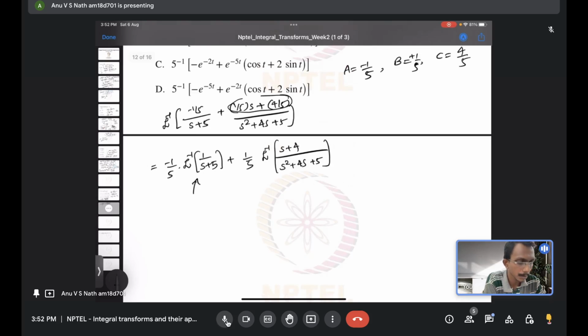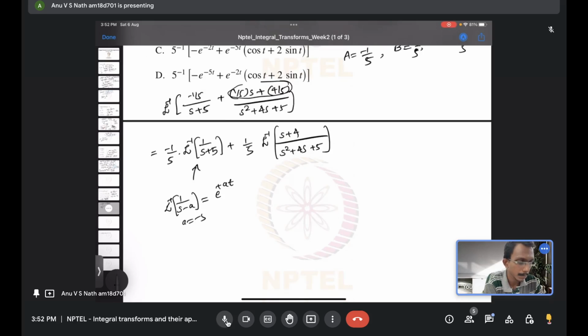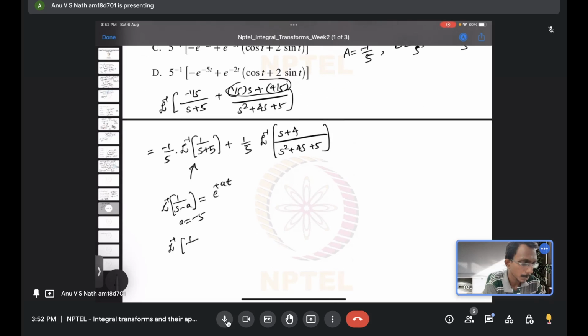First of all, this is inverse Laplace transform. So Laplace inverse of 1 by s minus a is e to the power at, because it is raised to plus at. So because a here is minus 5, this Laplace inverse of 1 by s plus 5 is e raised to minus 5t. So that part is over.